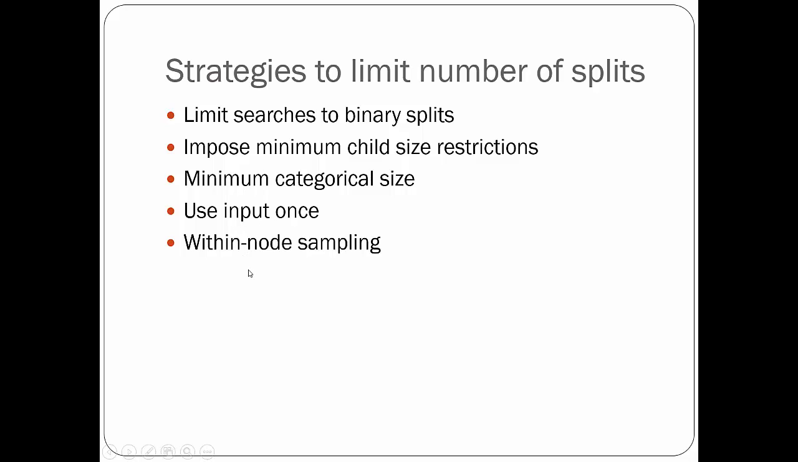Then you can do within node sampling. You take a sample within the node and not consider all of it. You get just a random sample and then use only those values for splitting. Again, that's not a good idea. You can use the other three to limit the number of possible candidate splits from becoming excessively large.